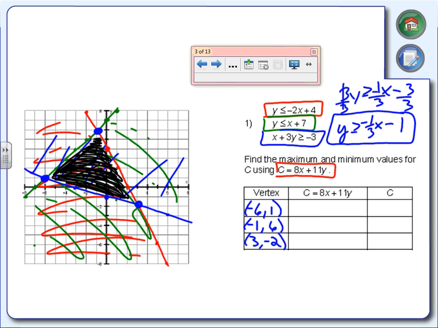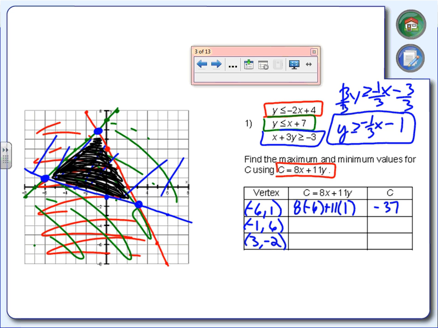Now what we're going to do is plug those ordered pairs into the actual equation. All right, so right here, we're going to replace the x with a negative 6, and we're going to replace the y with a positive 1. And I want you to put that in the calculator and see what you get. You can type it in just like that. Negative 37. So c equals negative 37 when I plug in a negative 6 for the x and a positive 1 for the y. But we got to do that 2 more times.